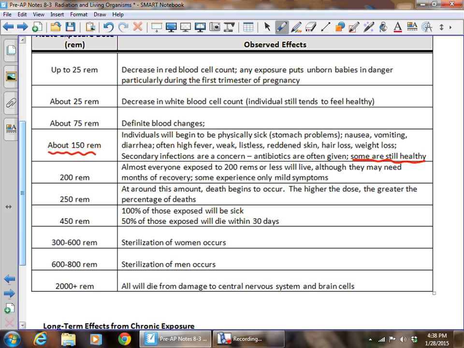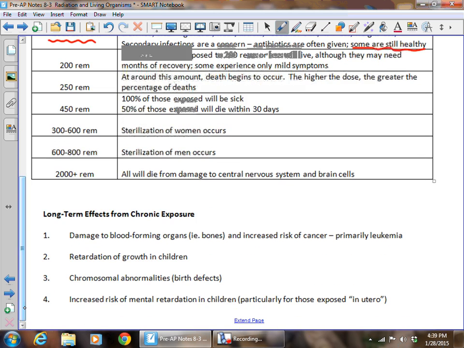And when you get high enough, it doesn't matter who you are, you're going to die usually within 30 days because the DNA has been affected in your cells. So these are just some effects from that acute exposure. Now, long-term effects from chronic exposure, you get bones. Marie Curie died from a type of cancer they think was linked to her work with radium.